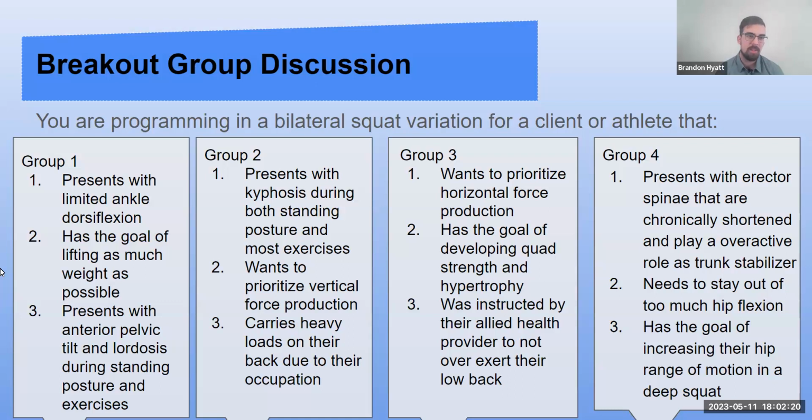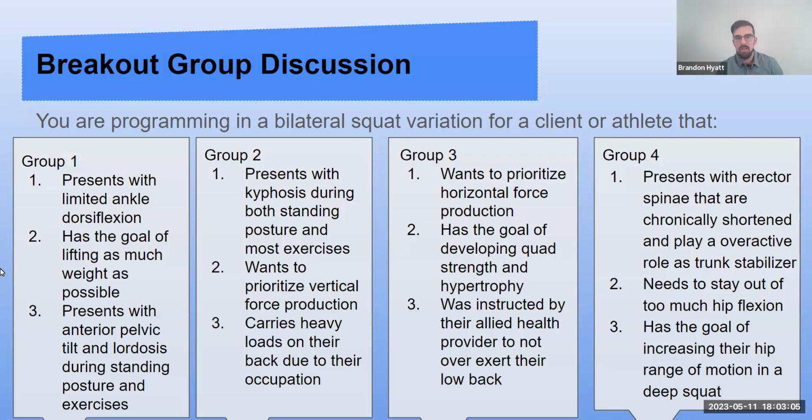All right, so we got a client. They present with an anterior pelvic tilt and lordosis during standing and exercises. We know that as load shifts backwards, it can create more of an anterior pelvic tilt. So I'm not going to want to reinforce that habit. So I'm going to do something more anterior, more front loaded. That's the correct answer. All right, group two, number one, they present with kyphosis. Kyphosis and posterior pelvic tilt with a front squat. That front load is just going to probably push them more into that kyphotic posture.